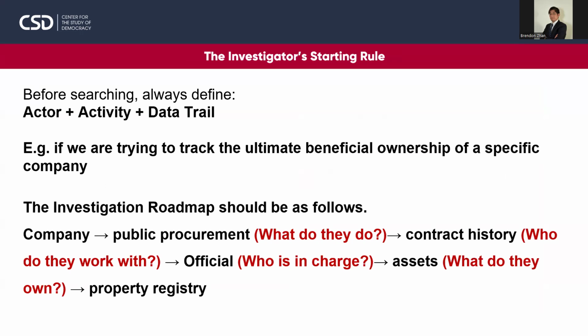Every investigation should start with a simple rule. Before searching, we should define three things: the actor, the activity, and the data trail. Without these three elements, OSINT research becomes unfocused. For example, imagine we want to identify the beneficial owner of a company. We start with the company itself, then we look at public procurement data to understand what the company does. Next, we examine contract history to identify partners. Finally, we examine assets such as property ownership. This creates a structured roadmap for investigation. A clear roadmap prevents wasted time and improves data quality.